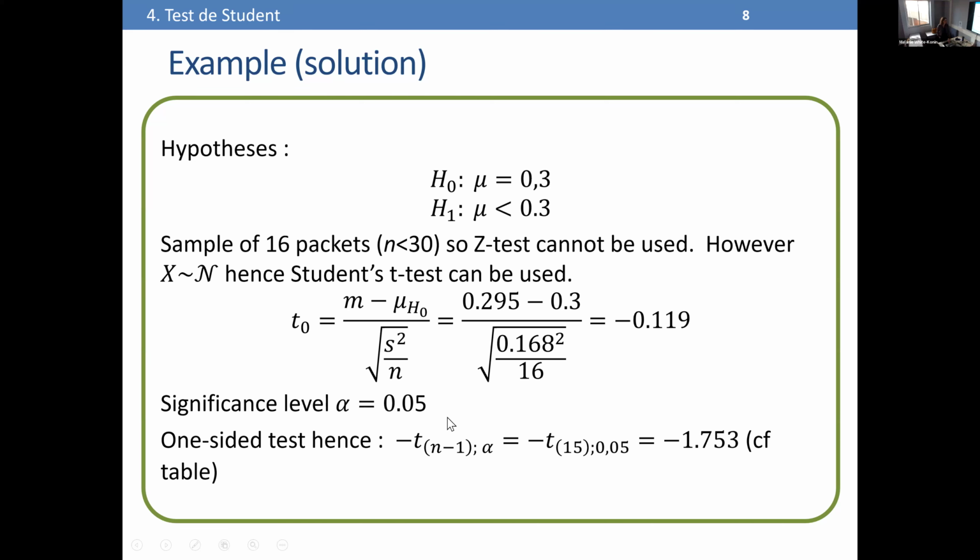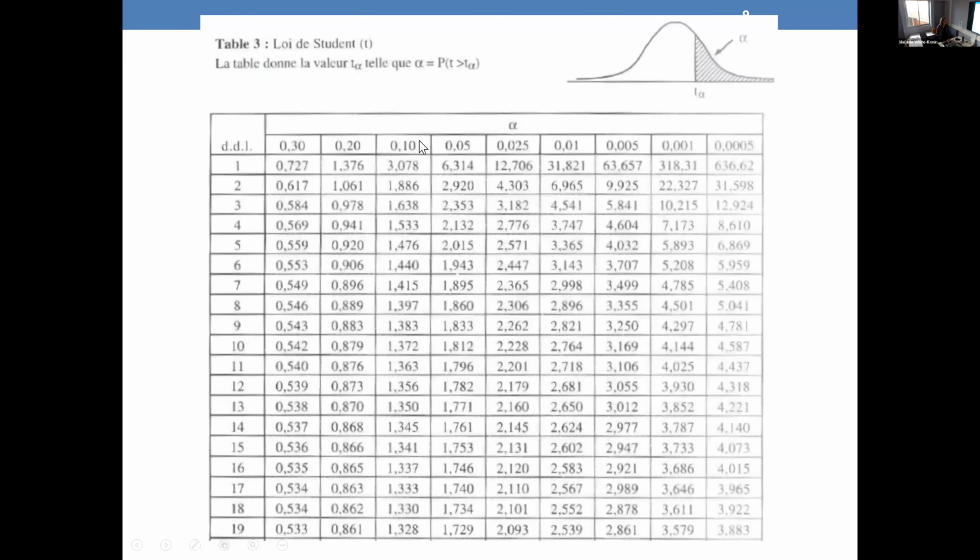So for a significance level of 0.5%, what is the threshold? The threshold is found by looking at the student distribution for 15 degrees of freedom. N is the size of the sample, a sample of 16 packets. And so here, 15 degrees of freedom, 5%, we can look at the table of the student distribution. So it looks like the normal distribution, but remember I told you at the beginning that they're very close, but they're not identical. So you find the degrees of freedom. This is how you read the table.